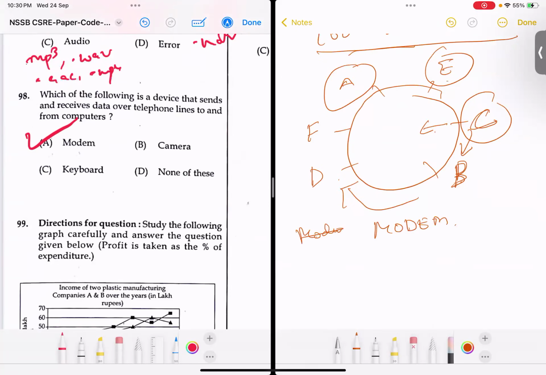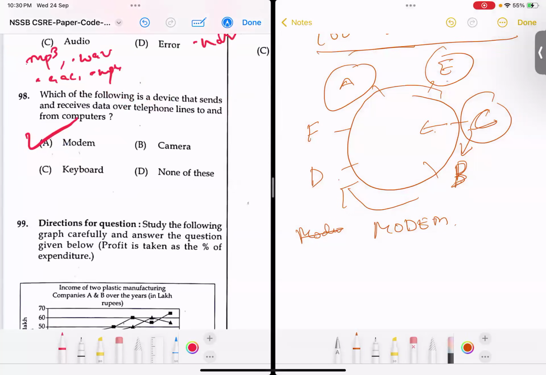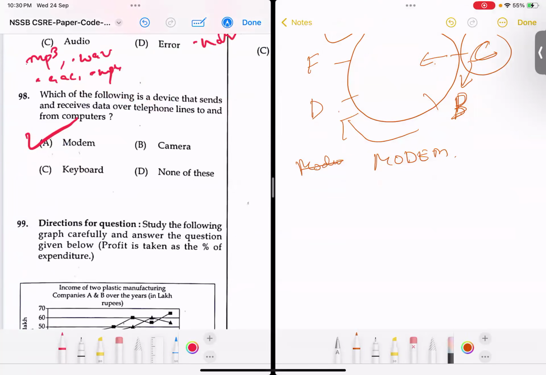So when we are connected to the internet through a telephone line, we need a device, and that device is known as a modem. Suppose you want to connect your computer to the internet through a telephone line, so we need a device known as a modem. And this modem is the short form for modulator and demodulator.